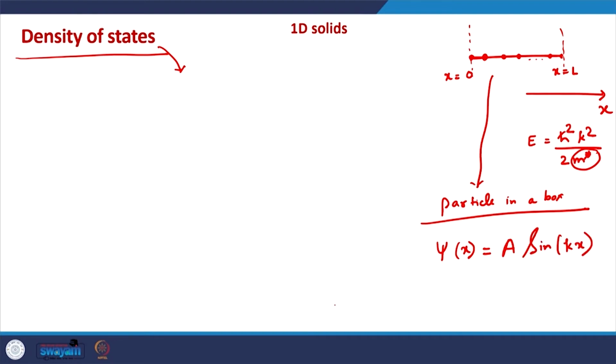And because of the boundary conditions, the wave function at x equal to L should be 0. So, which means k times L should be n pi. So, the k values are n pi by L, where n is any integer, n belongs to the set of integers.